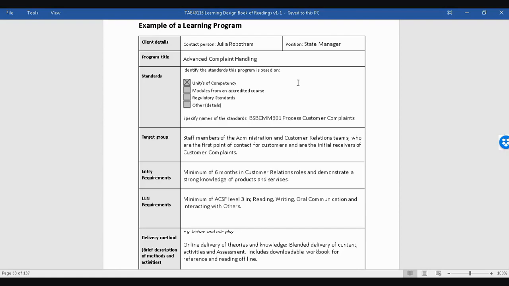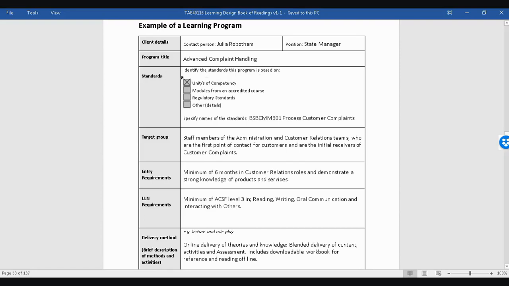But what you're going to see here is it's a creative process. You can't get the answers on how to develop a learning program from a book. You can't just look it up, because each client and each situation is different. So you need to be creative in the way you put it together.